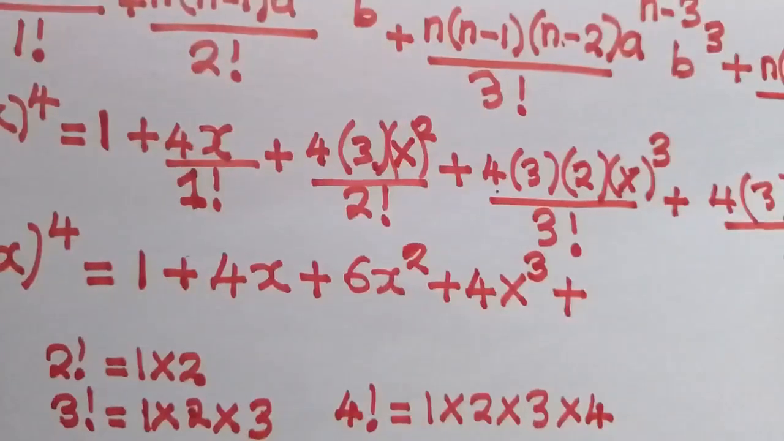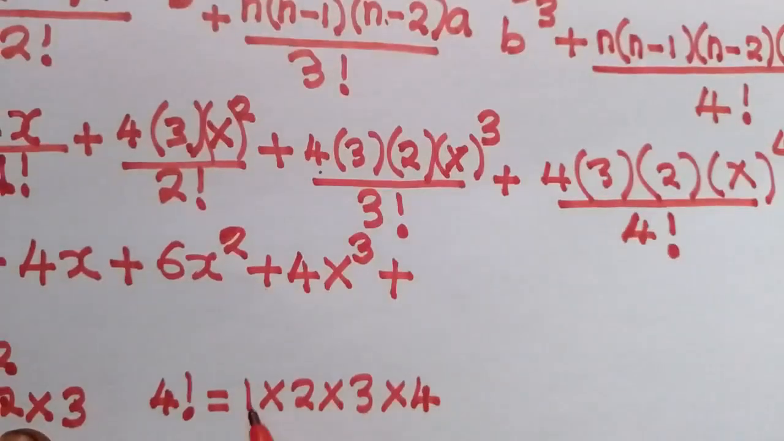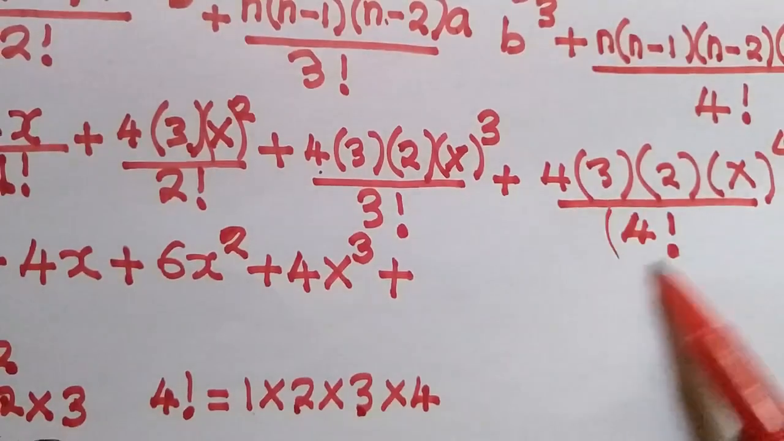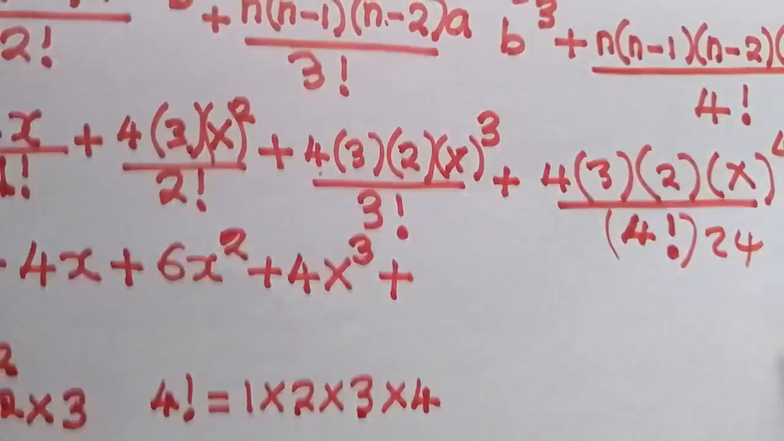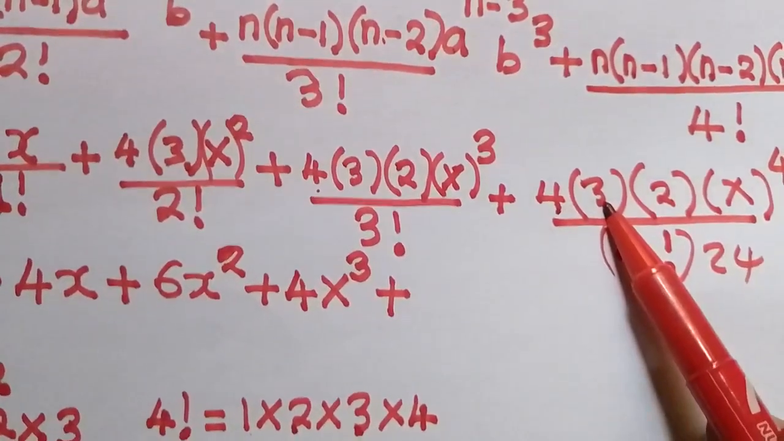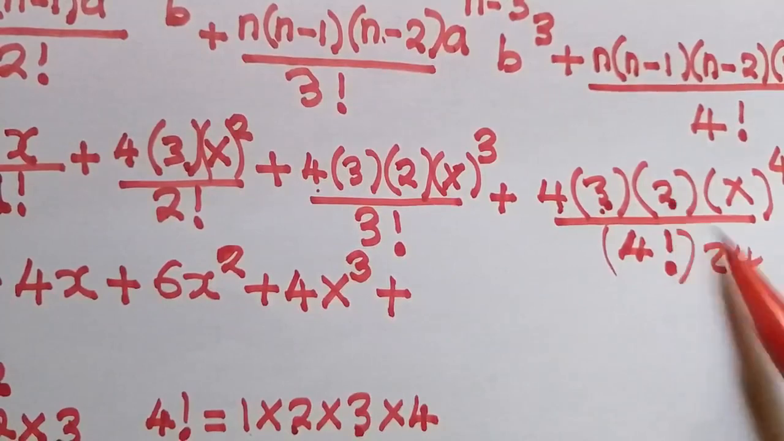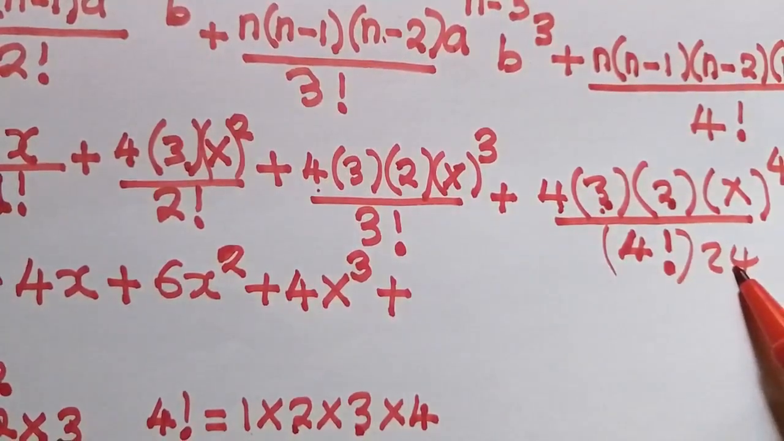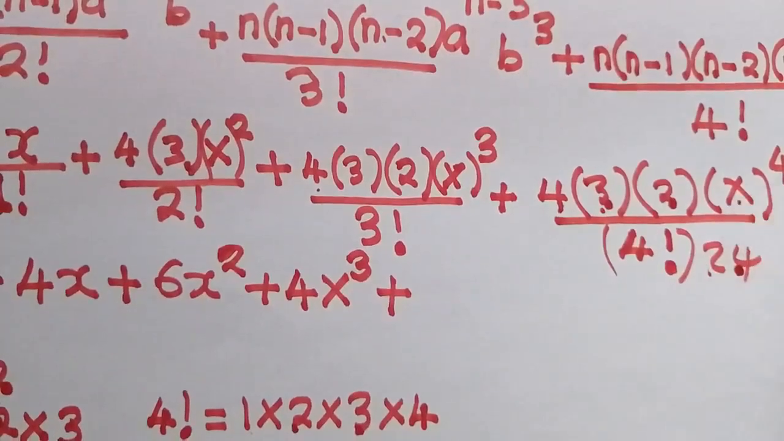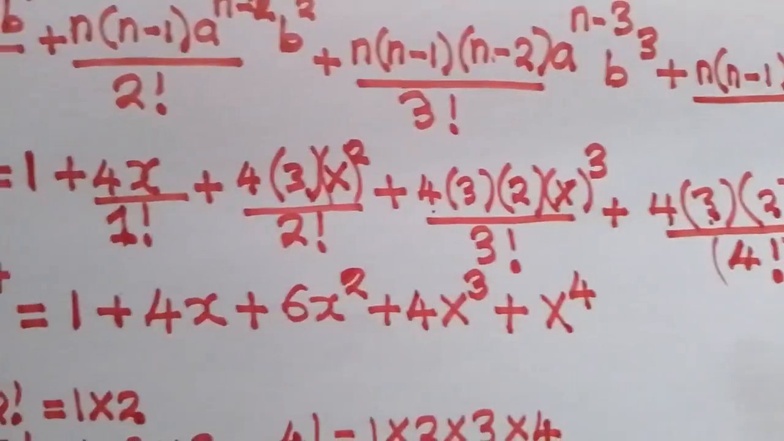You move to the last one here. You say 4 factorial. 1 times 2, 2. 2 times 3, 6. 6 times 4, it is 24. So 4 factorial is 24. So here, what is 4 times 3? 4 times 3, 12. Times 2, 24. 24 divided by 24, you get 1. Then just x to the power 4. So x to the power 4.